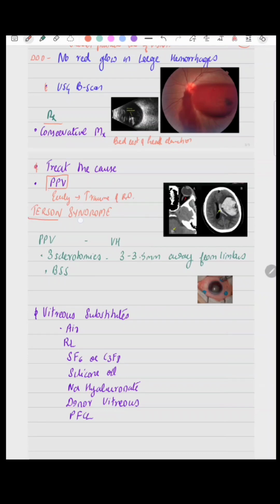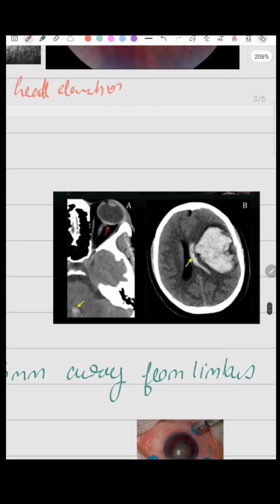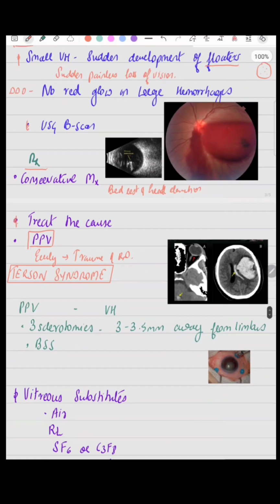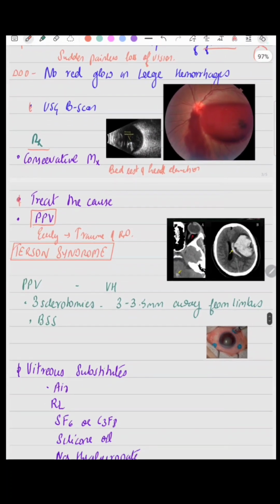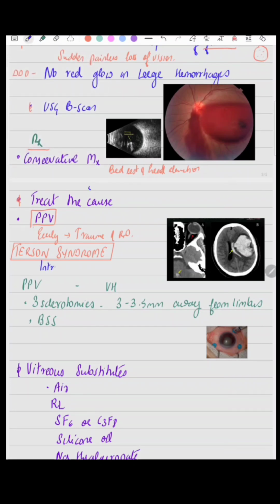Next is Terson syndrome. Terson syndrome is a combination of intraocular bleed and subarachnoid hemorrhage due to aneurysmal rupture, most commonly arising from the anterior communicating artery.